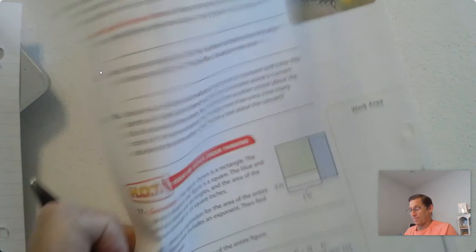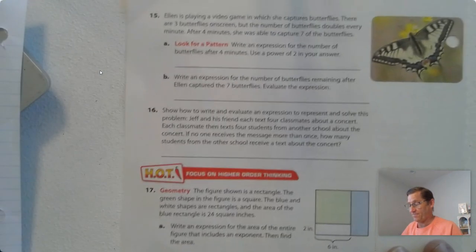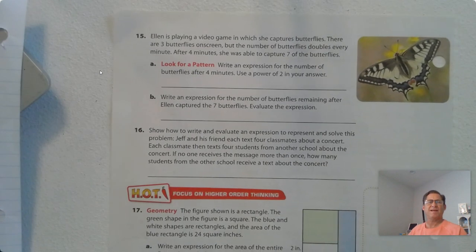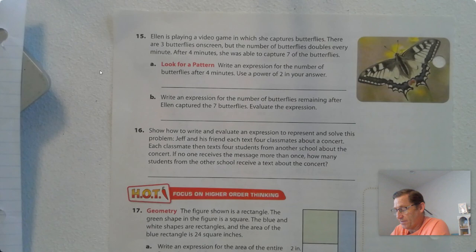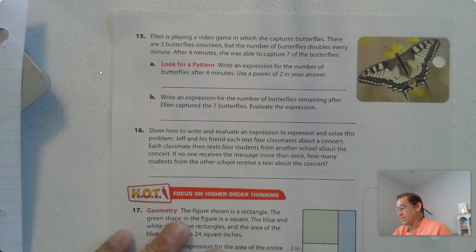All right, let's go to page 256, 15. Ellen is playing a video game in which she captures butterflies. There are 3 butterflies on screen, but the number of butterflies doubles every minute. After 4 minutes, she was able to capture 7 of the butterflies. Write an expression for the number of butterflies after 4 minutes. Use a power of 2 in your answer.